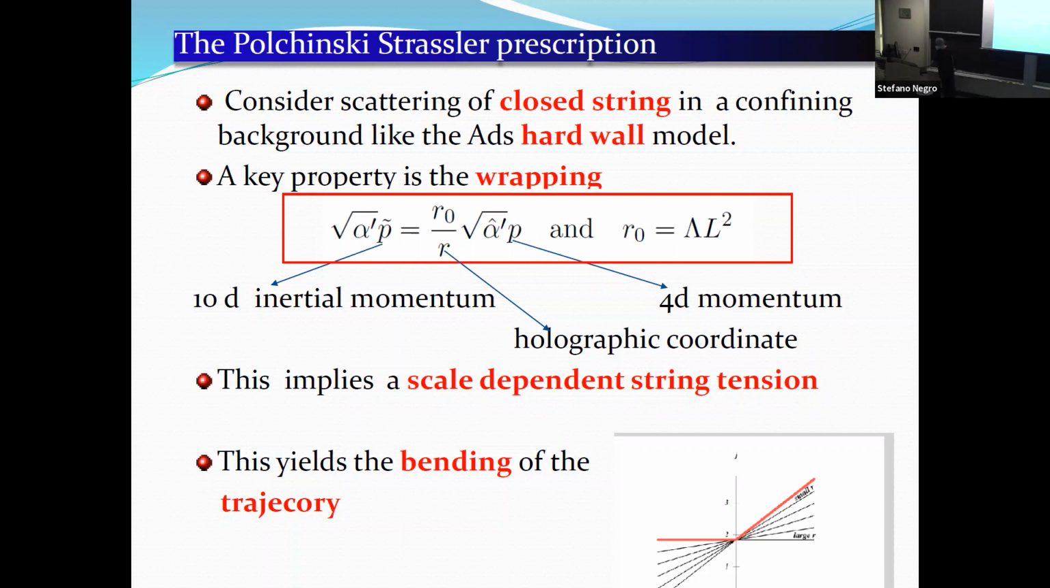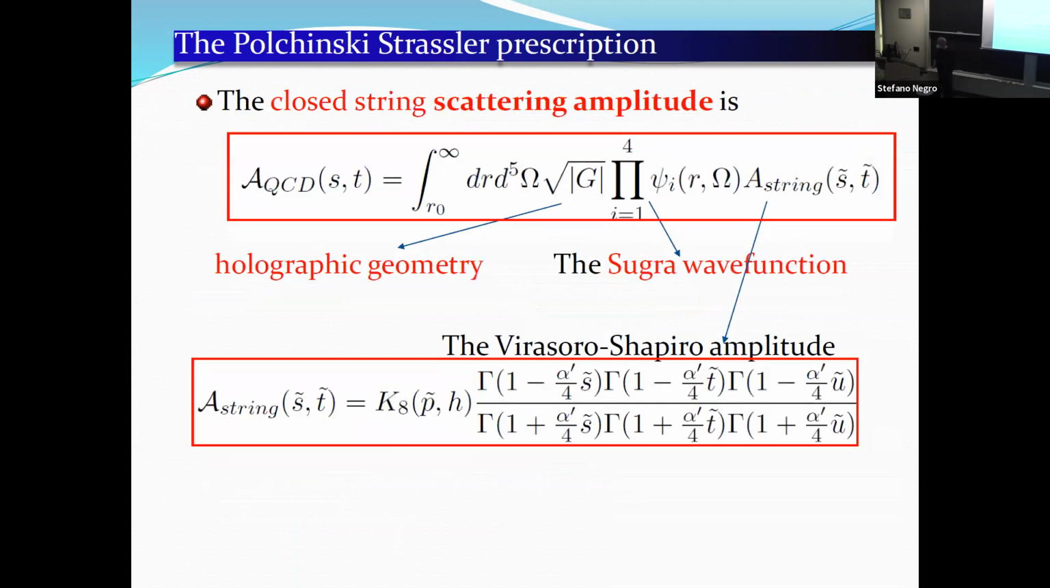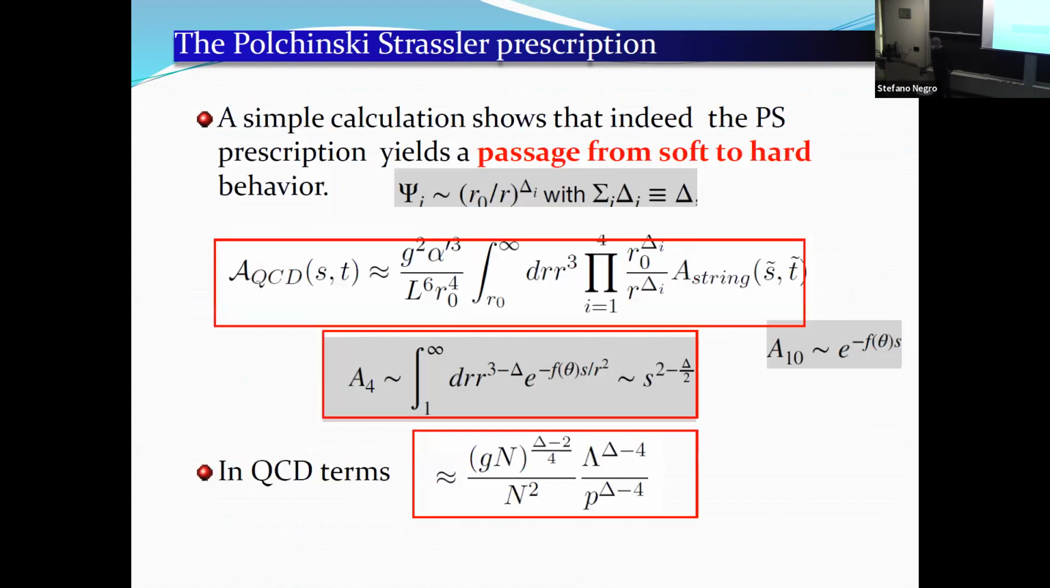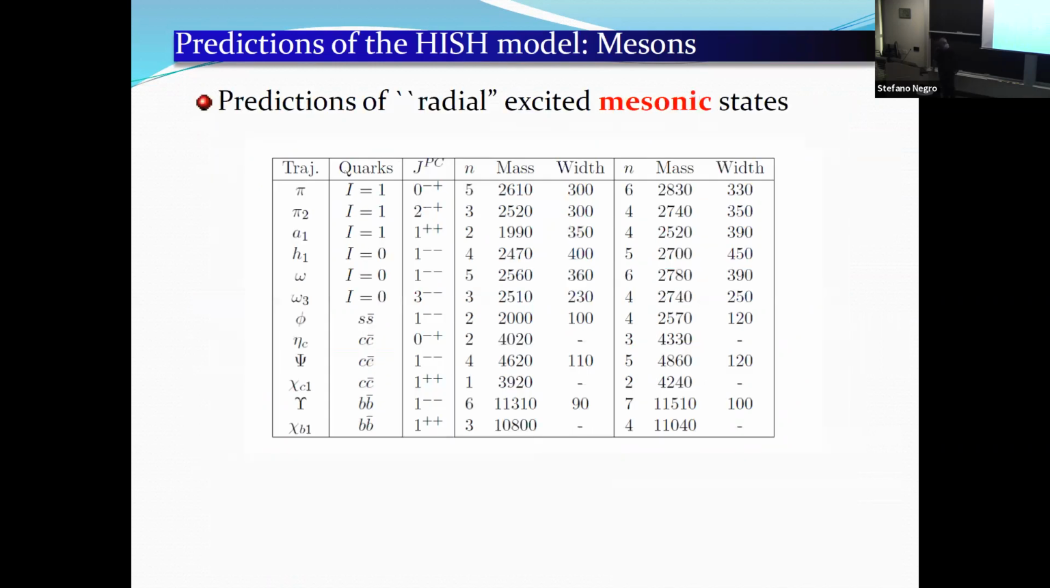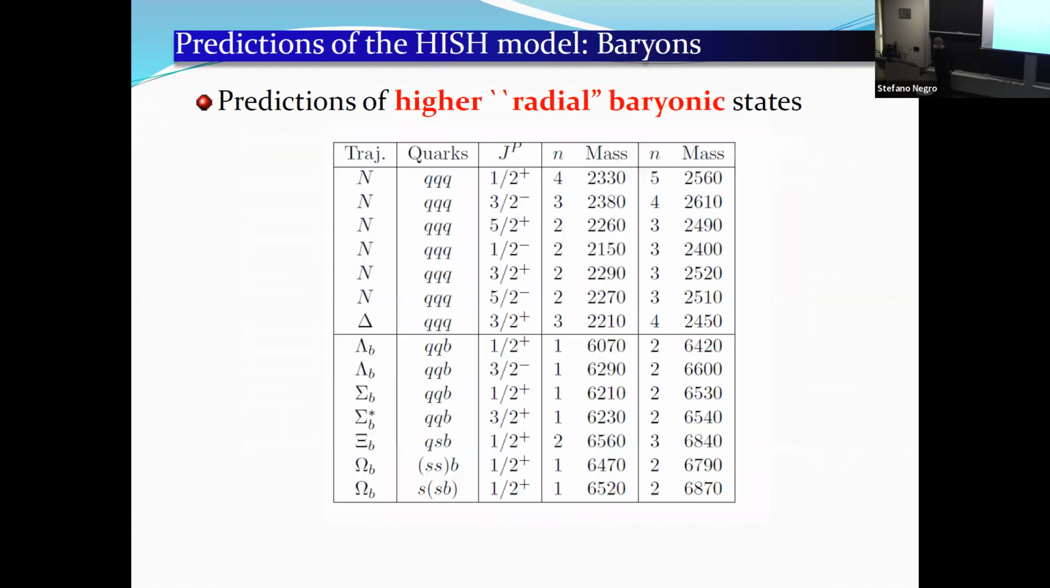Okay, so I probably ran out of time. I'll just show you that we can also do predictions. So we go to each trajectory and we go one state higher, for instance for these values of j, or for higher values of n, the excitation numbers, and we get a value of the mass and the width, and hopefully they will be discovered.